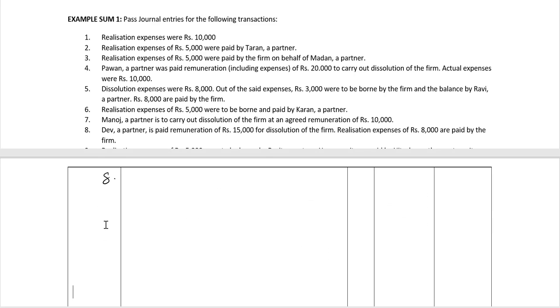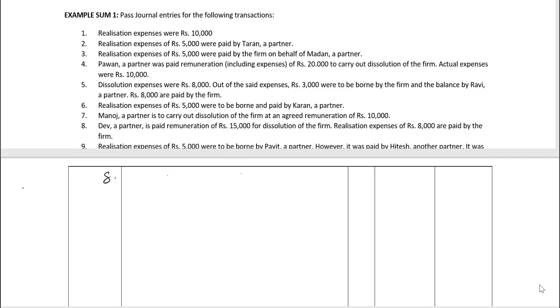The eighth question. Dev, a partner, is paid remuneration of rupees 15,000 for dissolution of the firm. Realization expenses of 8,000 are paid by the firm. So we'll pass the entry for remuneration given to Dev by the firm. Realization account debit to Dev's capital account. ₹15,000.